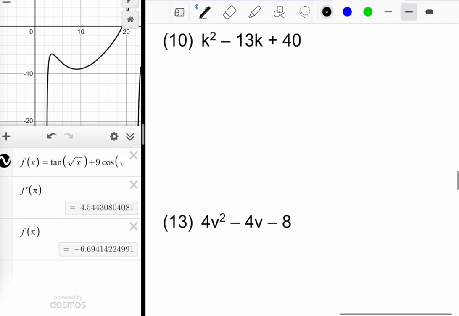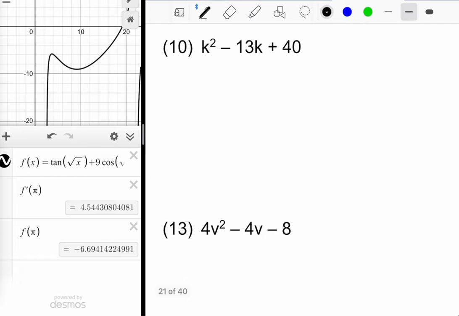For 10, we have k squared minus 13k plus 40. All right, this is page 19. So we have a trinomial here, and in the case of a trinomial, we want to look at the last term and use that to determine a list of potential factors. Well, definite factors, but potentially the correct ones that apply to the -13. So we need 2 numbers that are going to multiply to 40, but then also add to -13.